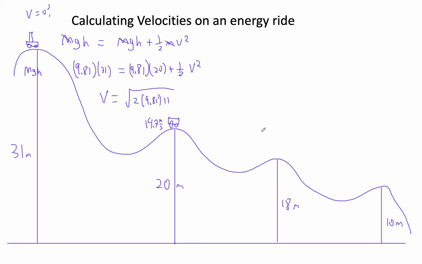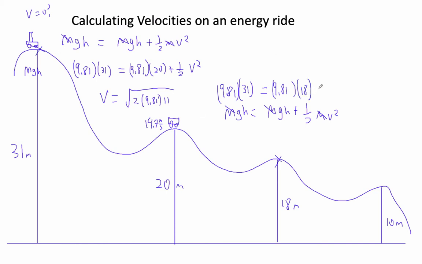And then here I could do the same thing, right? So my mgh at this point, this initial mgh, right, is equal to whatever this mgh is plus 1/2 mv squared, right? Then I can plug in, I can cancel the m's again. We can go 9.81 times, we started at 31, right, is equal to 9.81 times 18 plus 1/2 v squared. Because you can always compare this spot here to any of these spots, right?